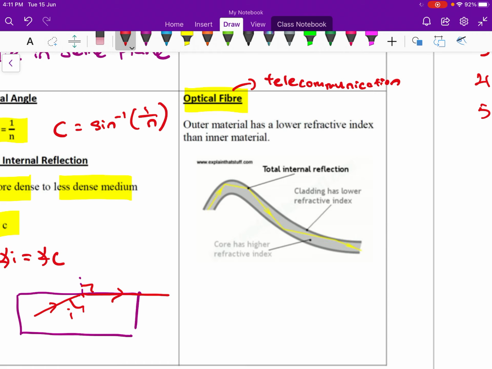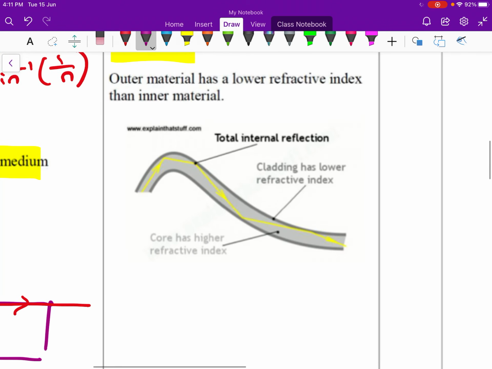Optical fiber is made of two materials. Inside is made of one material, outside is made of another material. If you look at here, the yellow color is the information that is being transmitted. Information is like your light. Light can also contain information. Basically, it's your electromagnetic radiation that contains information. Whatever is inside the optical fiber is made of something of a higher refractive index.